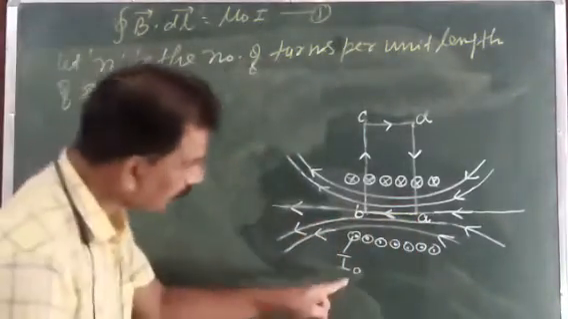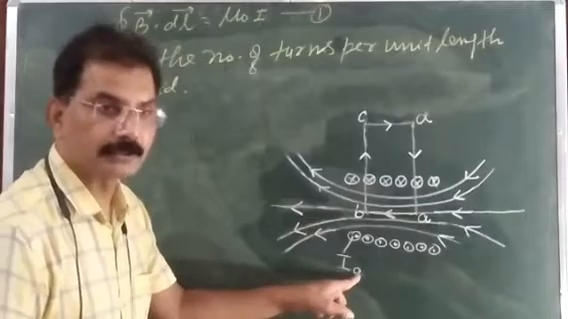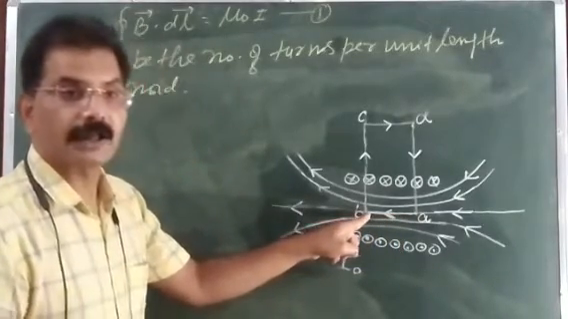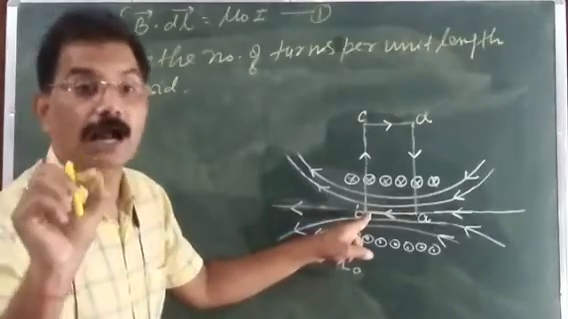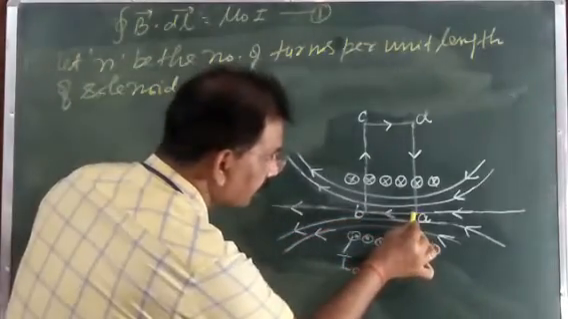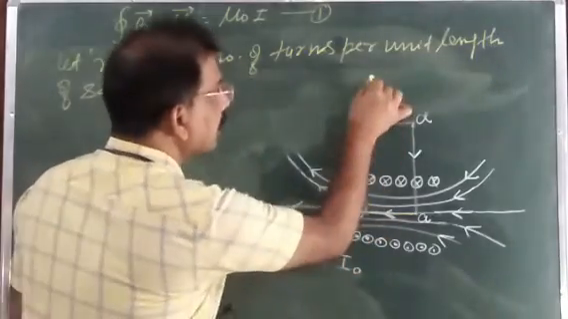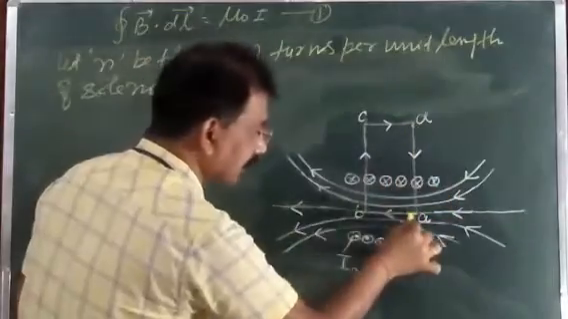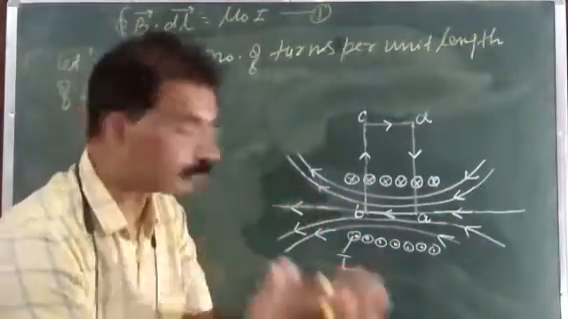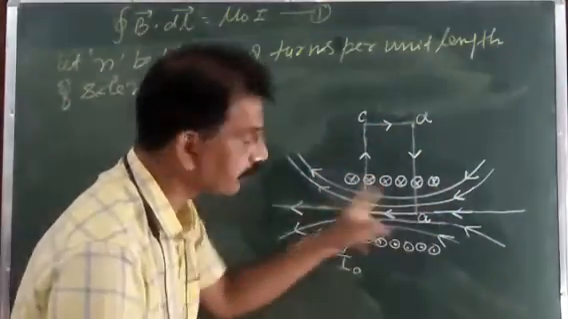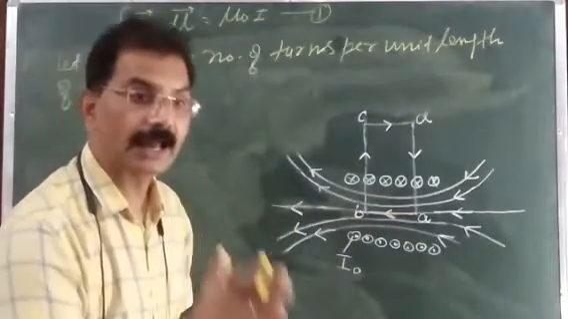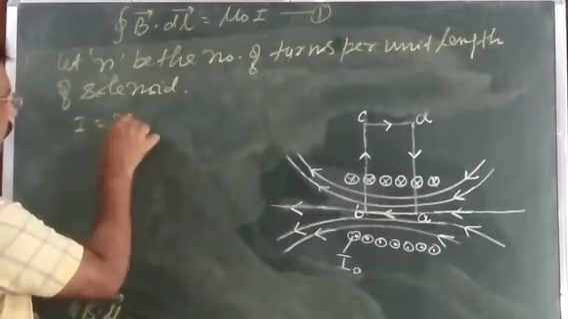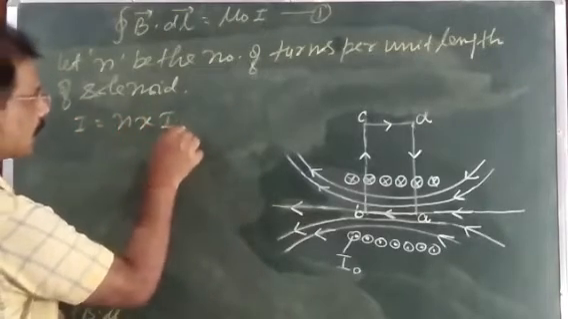And in each turn, what is current? I naught. So what is the current in this nx turn? nx I naught. It means the current in this AB is how much? nx I naught, and the same current is enclosed by this rectangle. It means the current enclosed by this rectangle ABCD is how much here? nx I naught. It means I is equal to nx I naught.